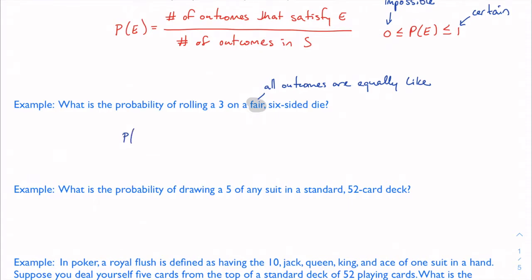So my probability of rolling a 3: how many different ways can I satisfy that? There's only one way I can roll a 3, and that's to actually roll a 3. So there's one way I can satisfy my event. But how many total outcomes are there? There are 6. If I roll one die, I could roll a 1, a 2, a 3, a 4, a 5, or a 6. So 1 out of 6. Sometimes you'll also see us express this as a decimal. So 1 out of 6, or 0.167.